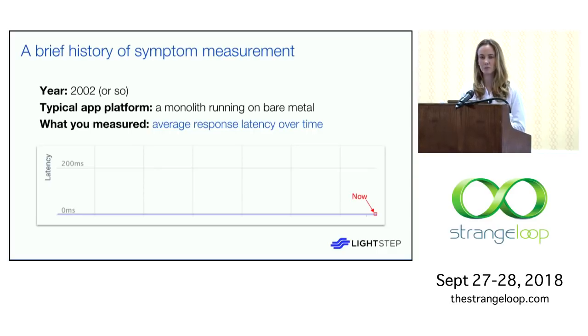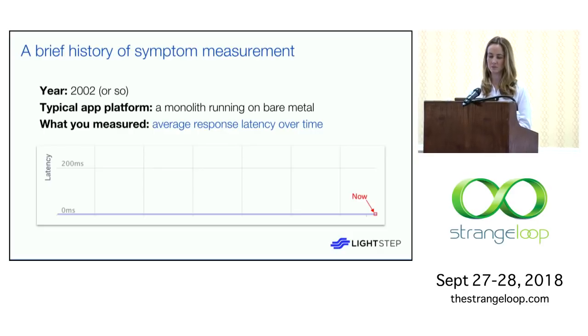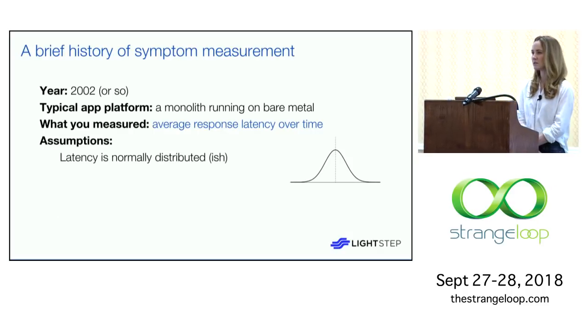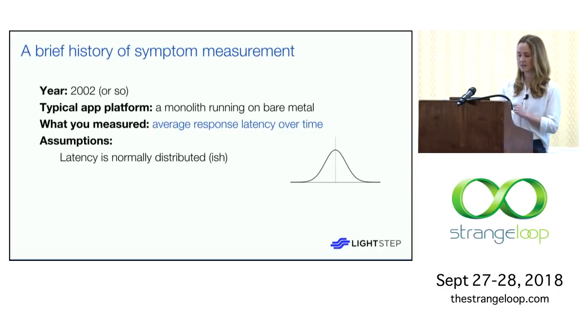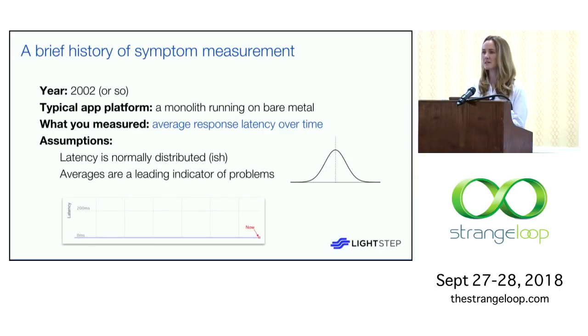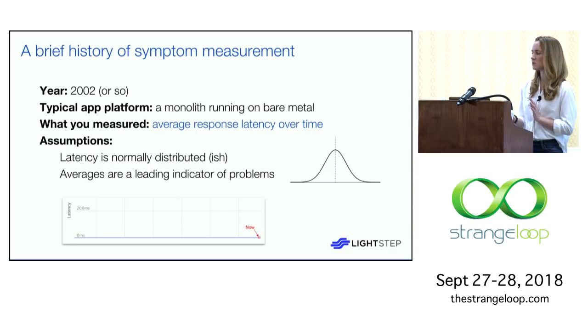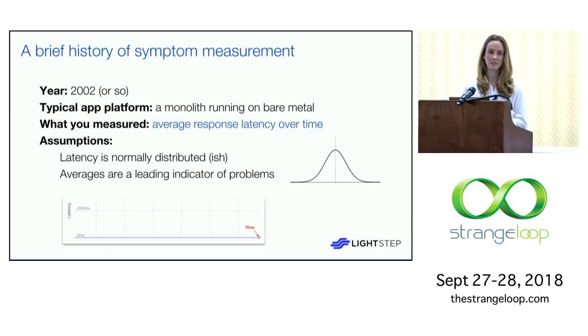And using average response latency was based on a couple of assumptions. The first was that the latency was normally distributed, or something like that. And that was important because it meant that when you were looking at the average, you were essentially seeing the whole behavior of your system. You were assuming that the behavior was kind of clustered around this one number, and if there was some problem, you would see the average moving, and that would be reflected on this graph that shows you the average.